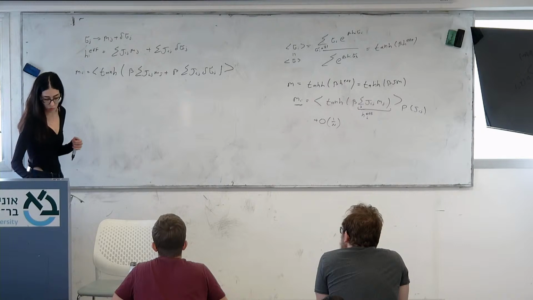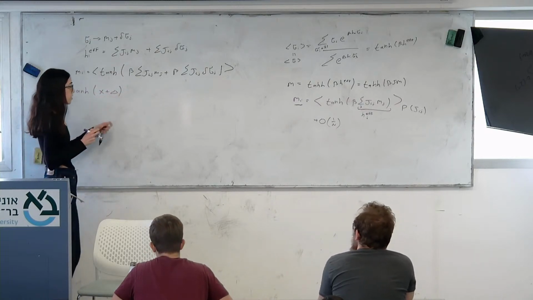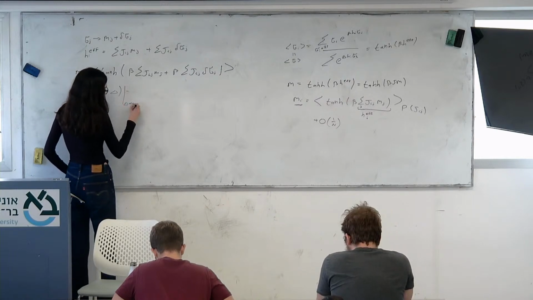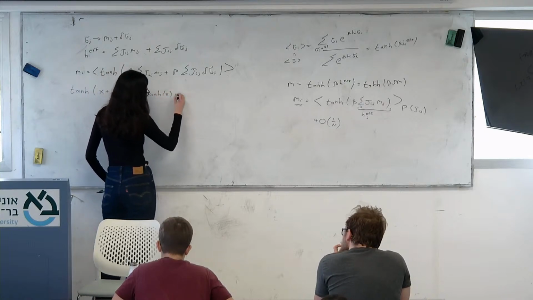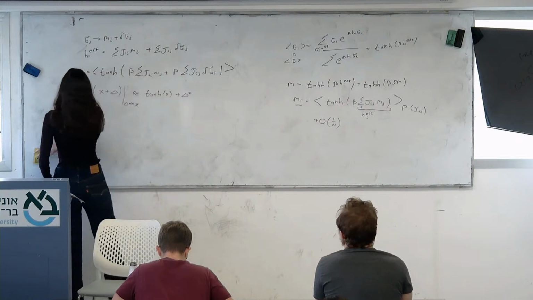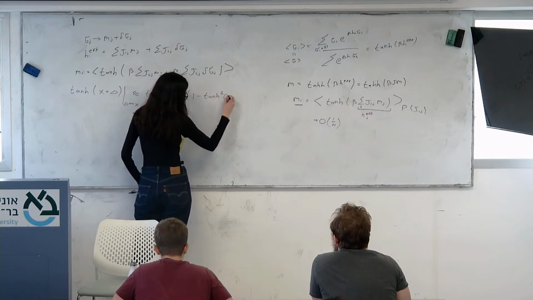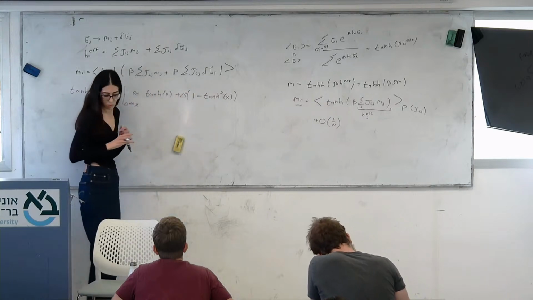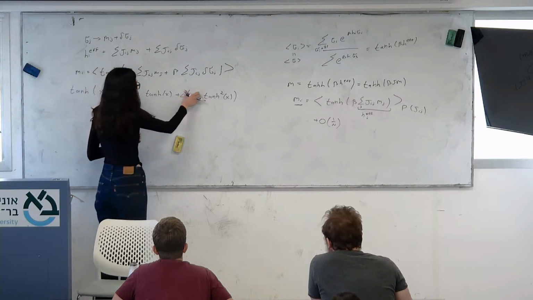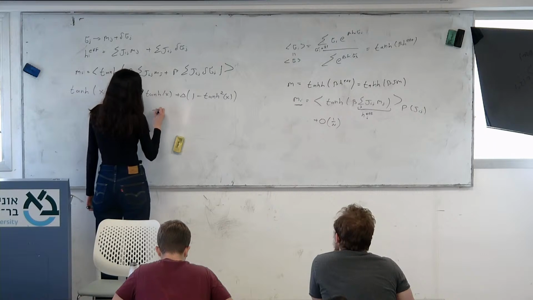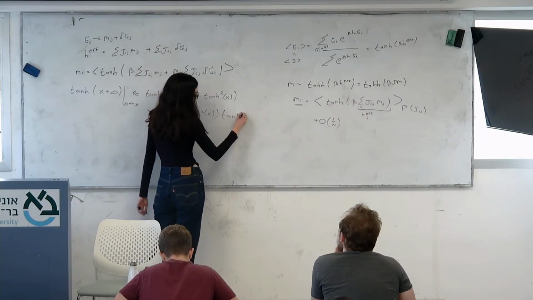So in general, I will write a reminder. If we have the hyperbolic tangent of x plus delta, where delta is the small parameter, then this is approximately the hyperbolic tangent of x plus delta times 1 minus tangent square of x, minus delta square, 1 minus tangent square, multiplied by tangent.